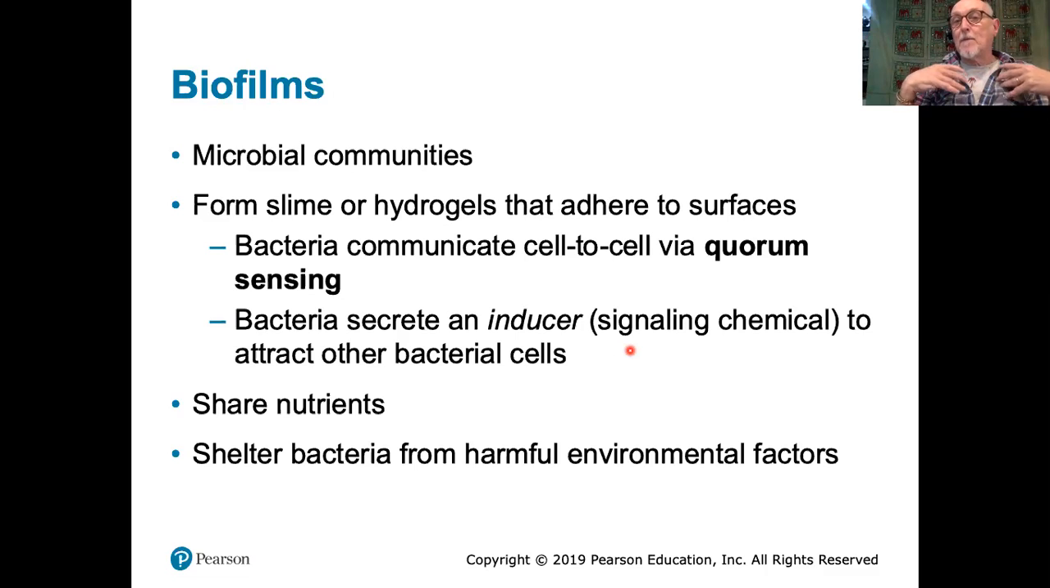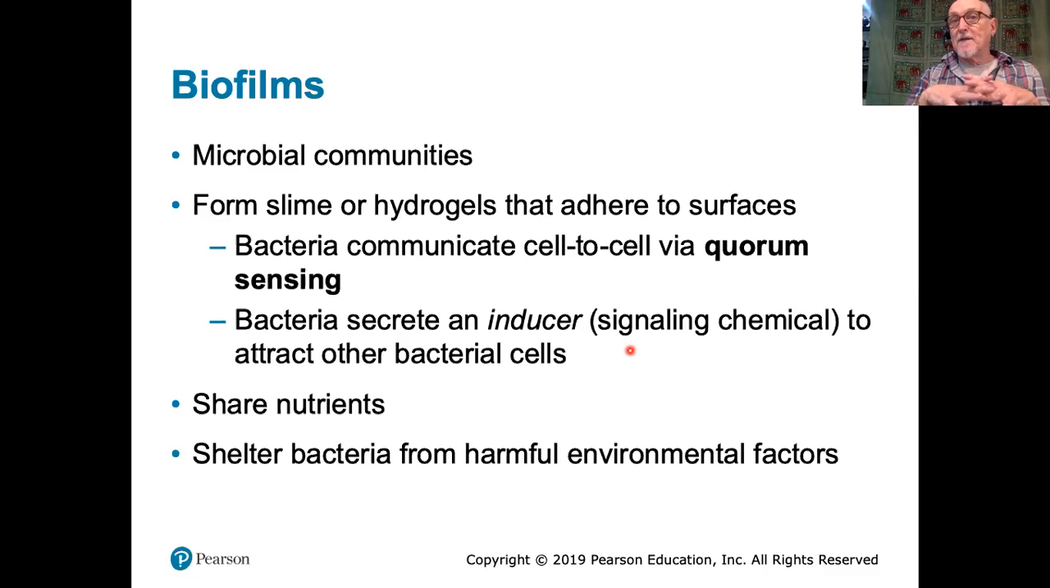They emit signaling molecules which can be picked up by other bacteria. And only when they begin to pick up sufficient of these signaling molecules called inducers, only then do they begin to grow properly. And in growing properly, they begin to attract even more bacteria to where they are.